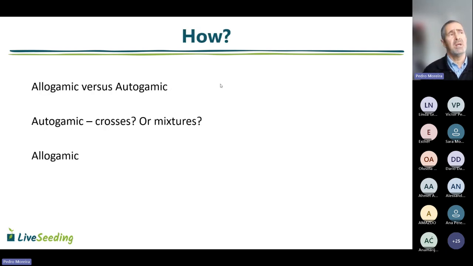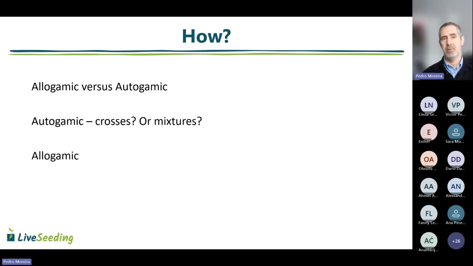So our question is also, what is the synthetic, the composite that you want to build? Are we dealing with allogamous populations? Are we dealing with autogamous populations? What is the material that we are using?